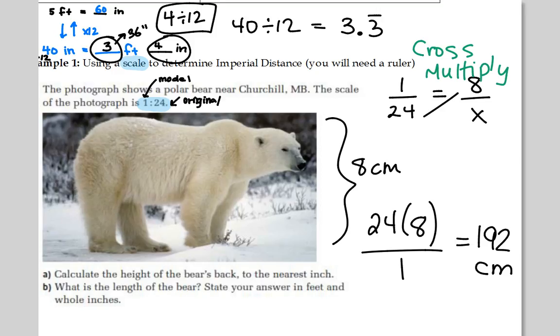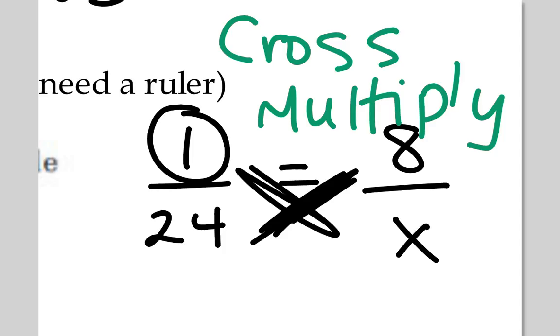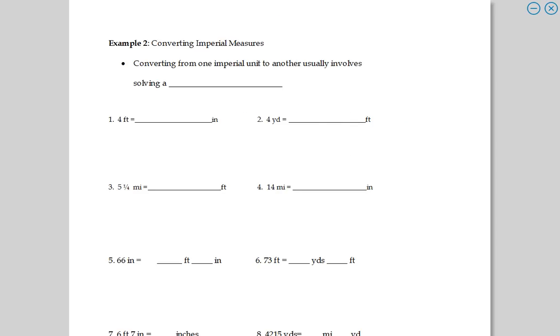You guys okay with that? This cross multiplication thing here, just memorize it now. You always times the two numbers that cross and divide the thing that's across x. So 24 times 8 divided by the thing across x. You guys can memorize that? That's something you just memorize. Okay? Let's keep rolling.